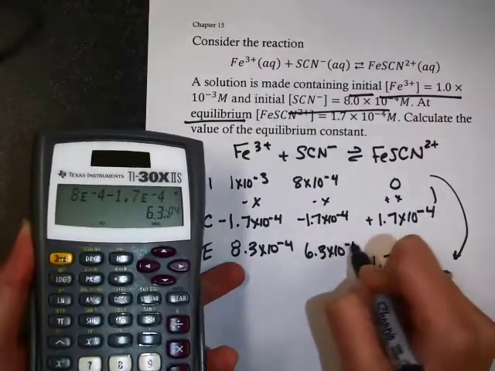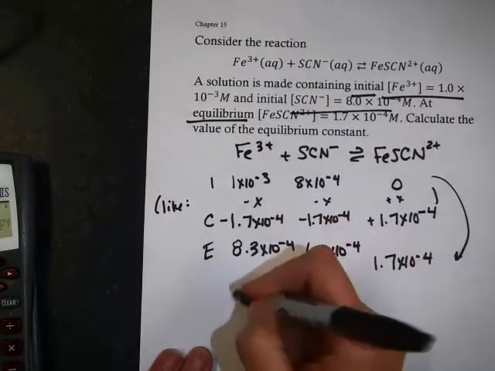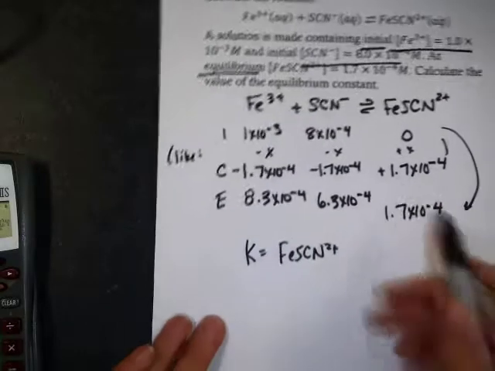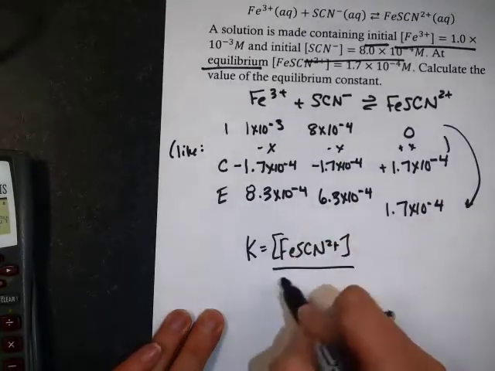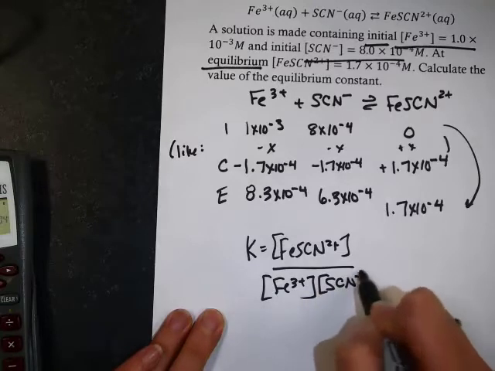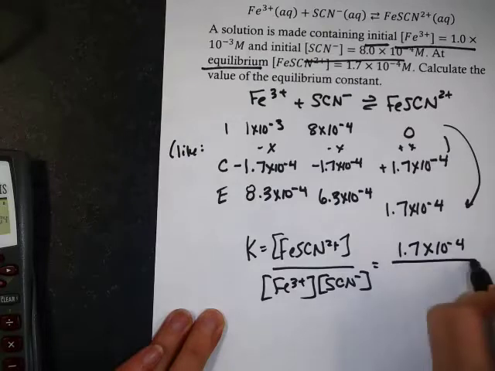Once I've got my ICE table done, I'm ready to write the equation for my K, my equilibrium constant, which is what the question is asking for. Remember, that's products on top. In this case, that would just be the FeSCN2 plus, and the reactants on the bottom, and they get multiplied together. And I can plug in those numbers from the equilibrium line only.